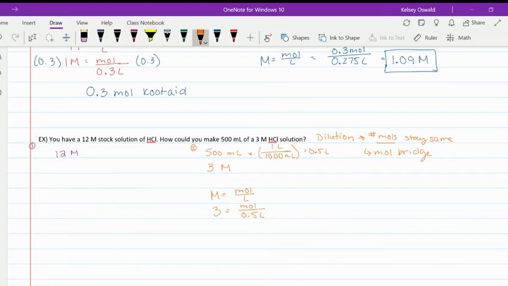And when we do this, we'll find that in order to make this solution, we'll need 1.5 moles of HCl. So in order to have 500 milliliters of a 3 molar solution, we need 1.5 moles of HCl. We are going to get this HCl, or this 1.5 moles, from our 12 molar stock solution.